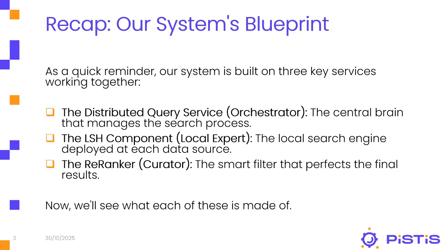As a quick reminder, our system's blueprint is built on three key services that work together. First, we have the distributed query service, or orchestrator, which is the central brain. Second, we have the LSH component, or the local expert, which is deployed at each data source. And third, we have the re-ranker, or curator, which is a smart filter that perfects the final results. Now, let's see what each of these is actually made of.